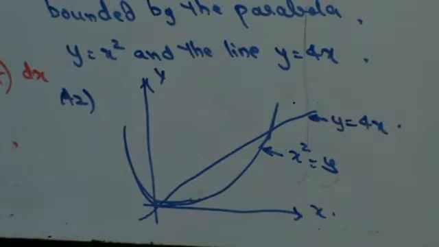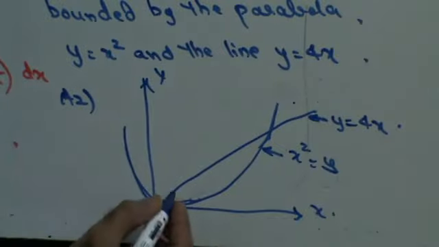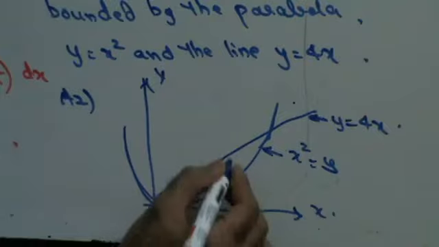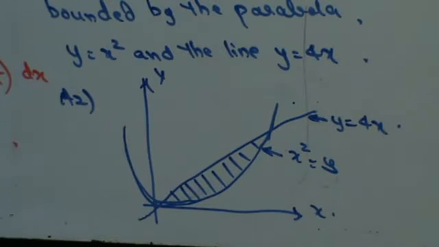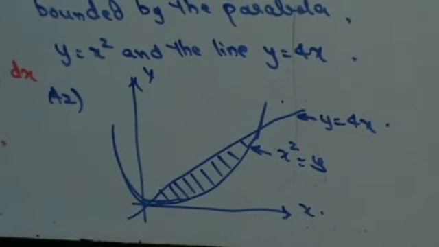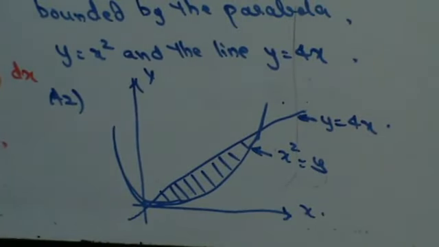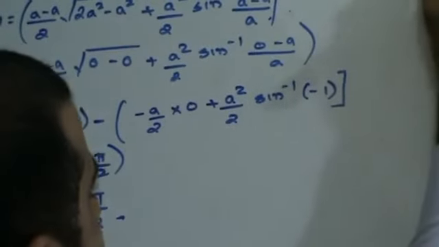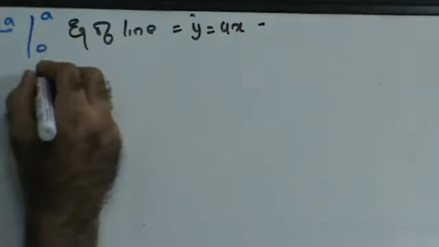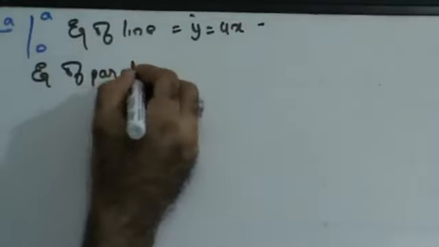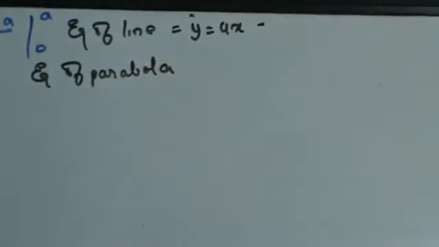They said to find the area of the region bounded by the parabola and the line. That means I have to find the area of this region. Right? Do you understand this? Okay. Now, let's see this. I can say that equation of line is y is equal to 4x, and equation of parabola is x square is equal to y, right?